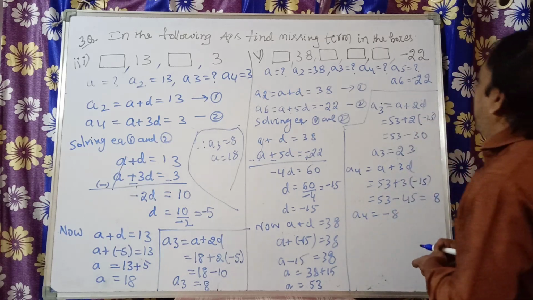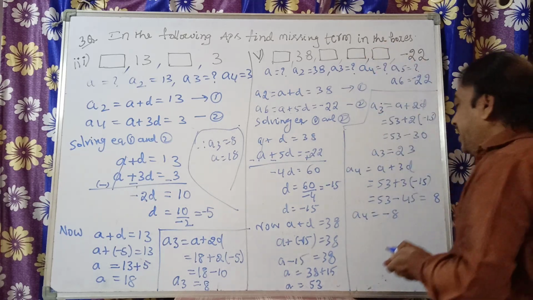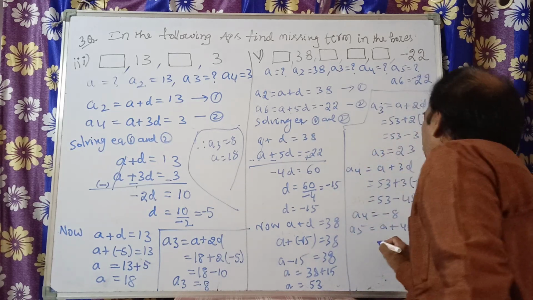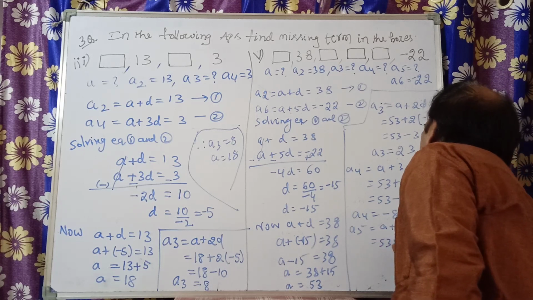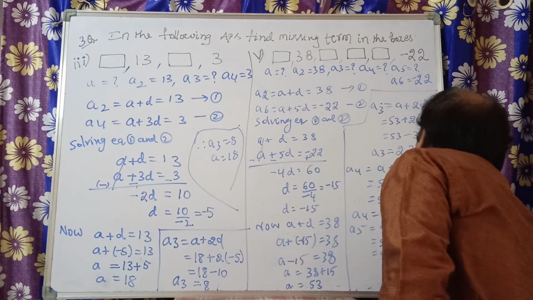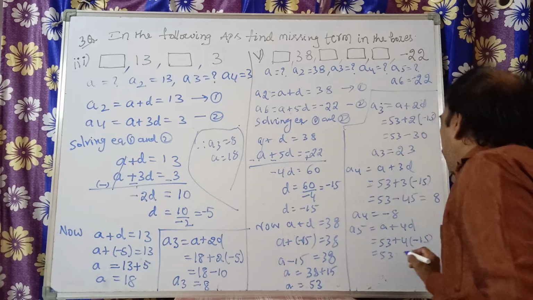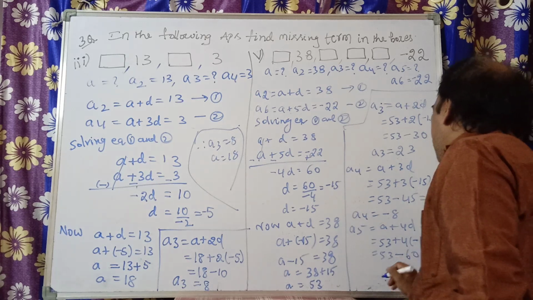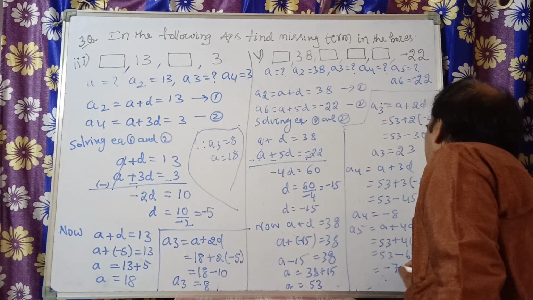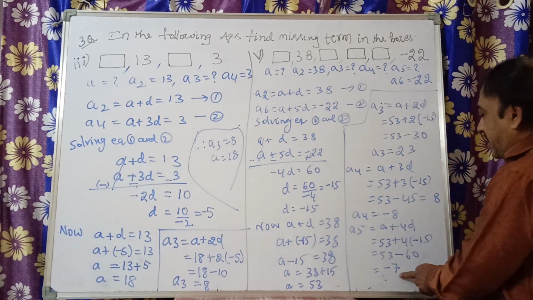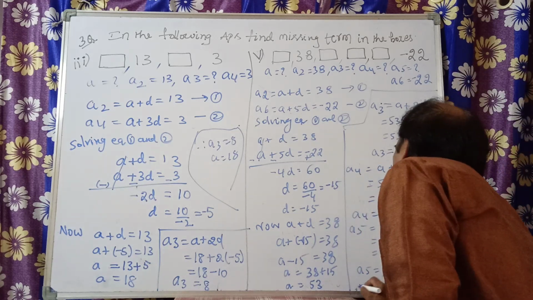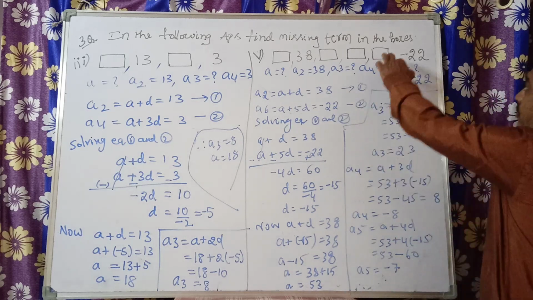Now which term are you going to find? a5. a5 is equal to a plus 4d, where the a value is 53 plus 4 into minus 15. 4 fifteens are 60. 53 minus 60, you will be obtaining minus 7. Observe it, minus 7. So this is a5. So therefore the terms whichever we obtain, a5 only.